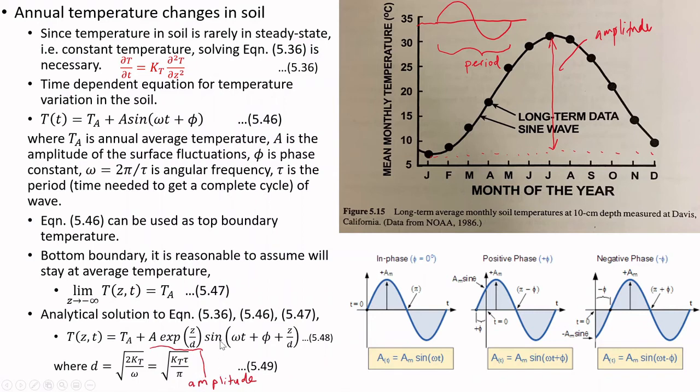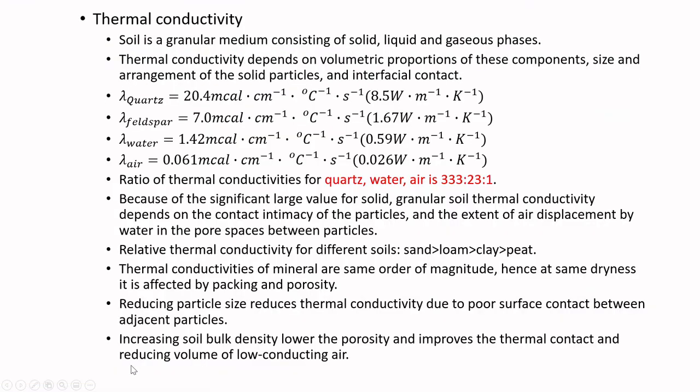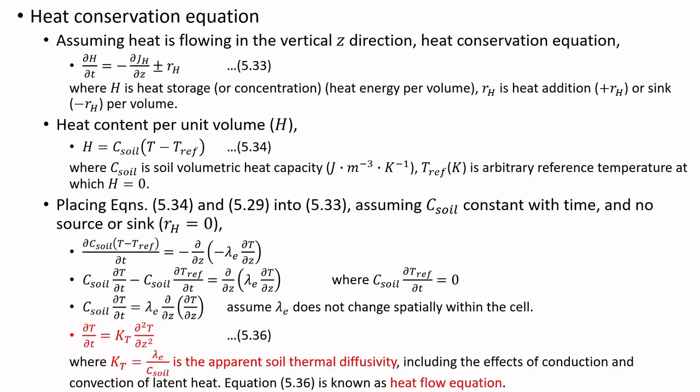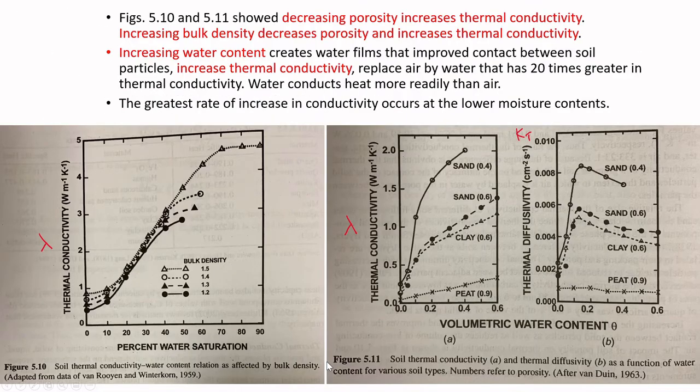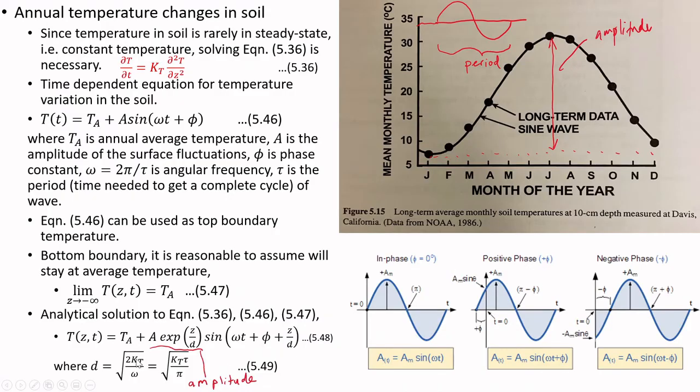And this whole thing gives you the amplitude, and the sine in the bracket, omega t plus phi plus Z over D, helps you predict the changes with depth and time in the soil. So the damping depth D equals the square root of 2 multiplied by KT divided by omega. You know what KT is? KT is the apparent soil thermal diffusivity, and omega is the angular frequency. So we can simplify this equation further to get this form. That's the damping depth.